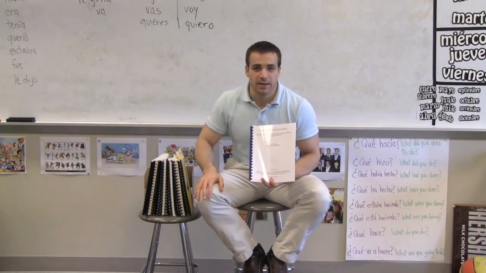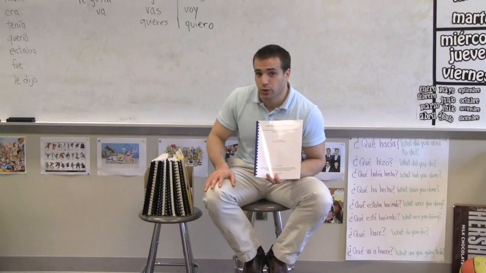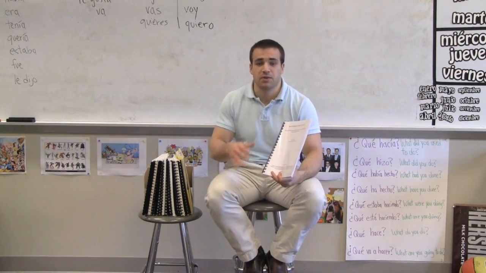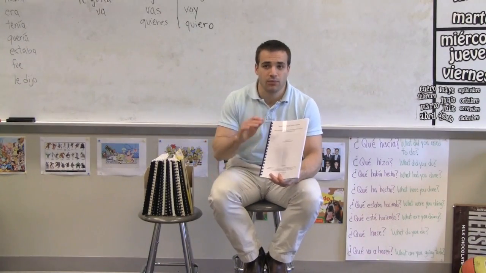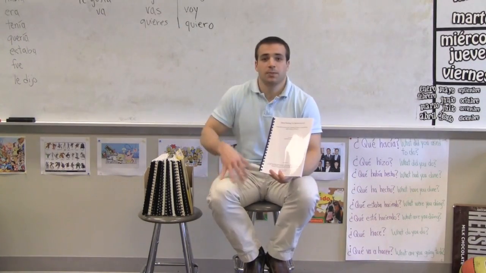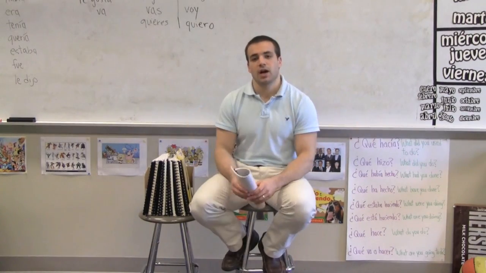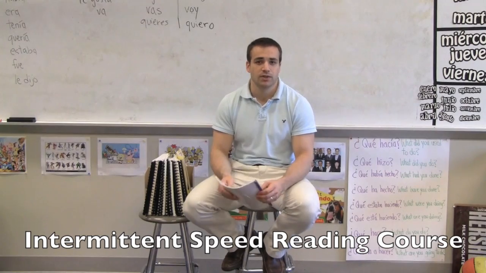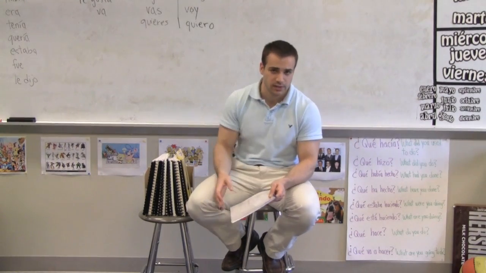The speed readings can be repeated if a student wanted to try to increase his or her speed, or let's say the student did not achieve a 70% comprehension score, that student can try again the same reading at a later time. The speed readings can also be completed for homework. There's also the option of completing an intermittent speed reading course. In this case, students would complete 1 speed reading per week or even 1 per 2 weeks.